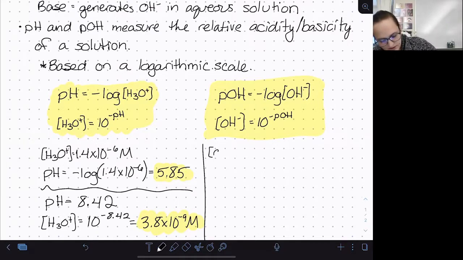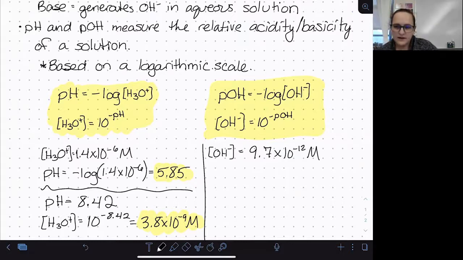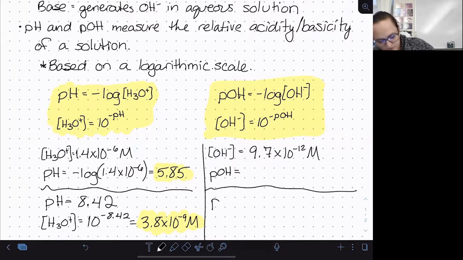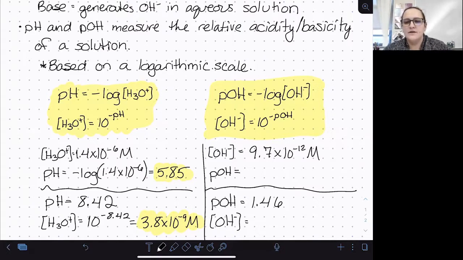So I'm going to have you guys try the pOH versions. If we have a hydroxide ion concentration of 9.7 times 10 to the minus 12th, I would like you to take a moment and calculate the pOH. And if we have a pOH of 1.46, I would like you to calculate the hydroxide ion concentration. So please pause here for a moment and try those two on your own.